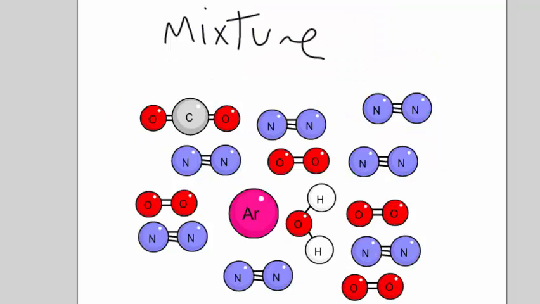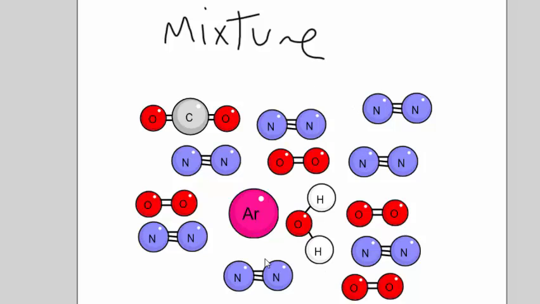Now, a mixture. In a mixture, each thing in the mixture retains its individual properties, unlike a molecule. This is a representation of air. Think about all the stuff you are breathing right now in the air. There's a whole lot of nitrogen, and when I say nitrogen, I mean two nitrogen atoms bonded together, because that's how nitrogen exists in the world.